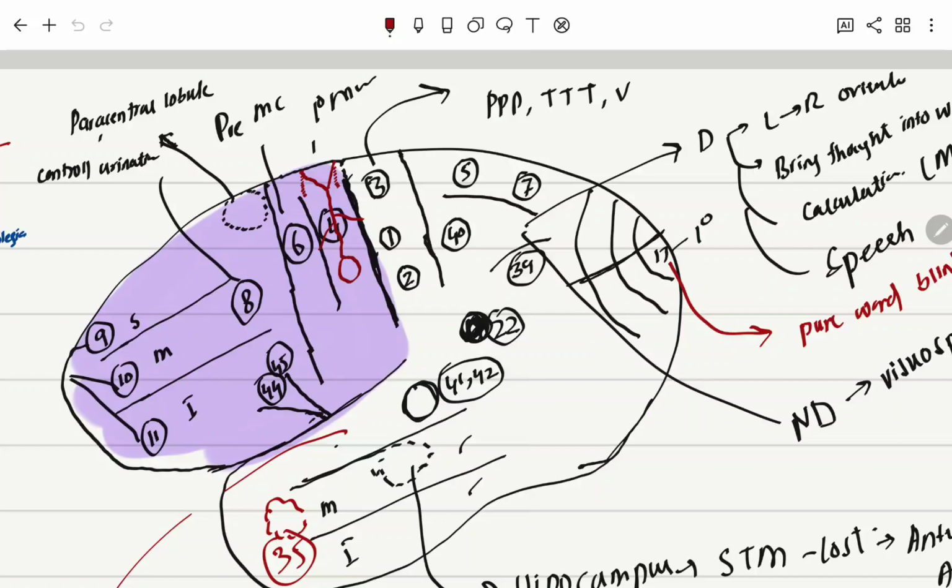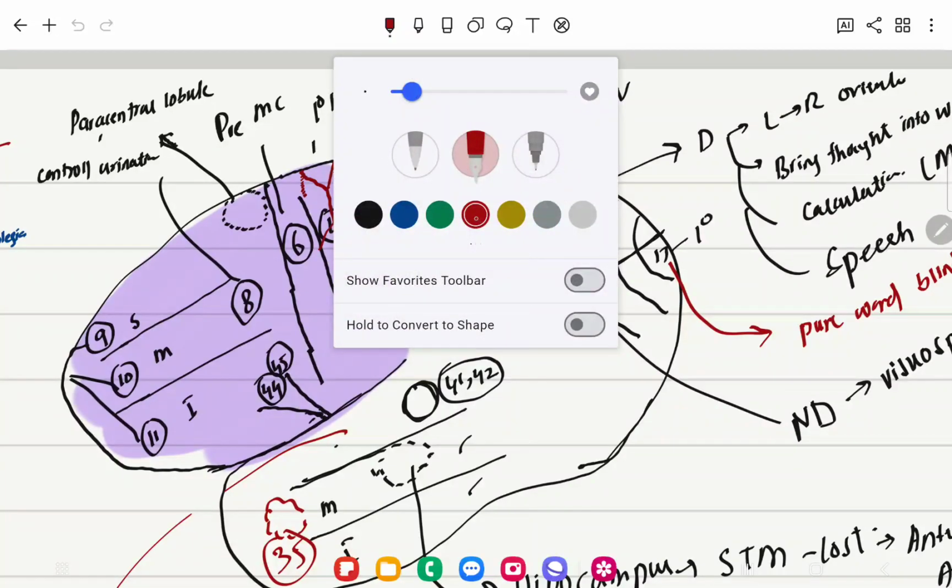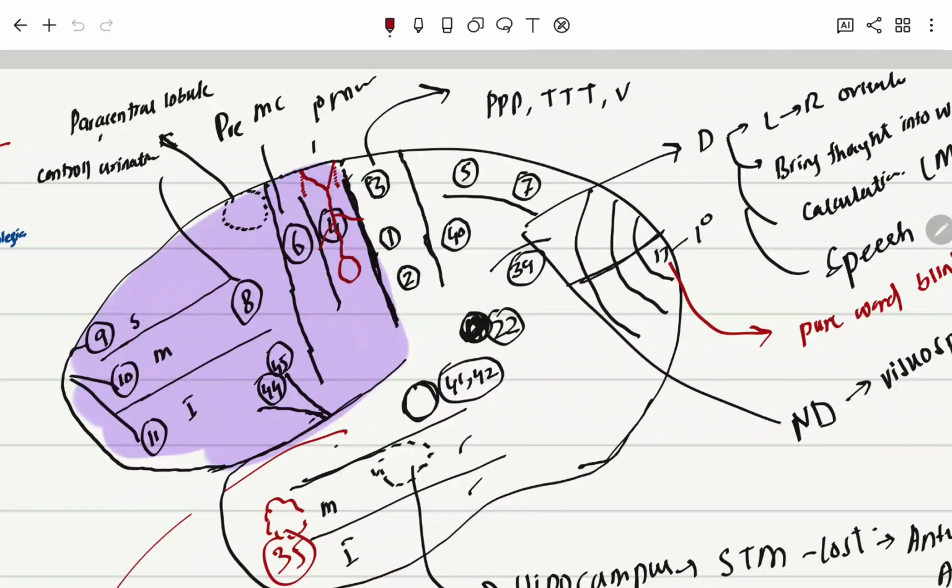So this area that I have shaded in purple is basically the frontal lobe. We have this on the medial aspect. We have another area called the paracentral lobule that is responsible for urination, right? So in the frontal lobe we have Brodmann areas 9, 10 and 11, and these are called the prefrontal cortex, right?